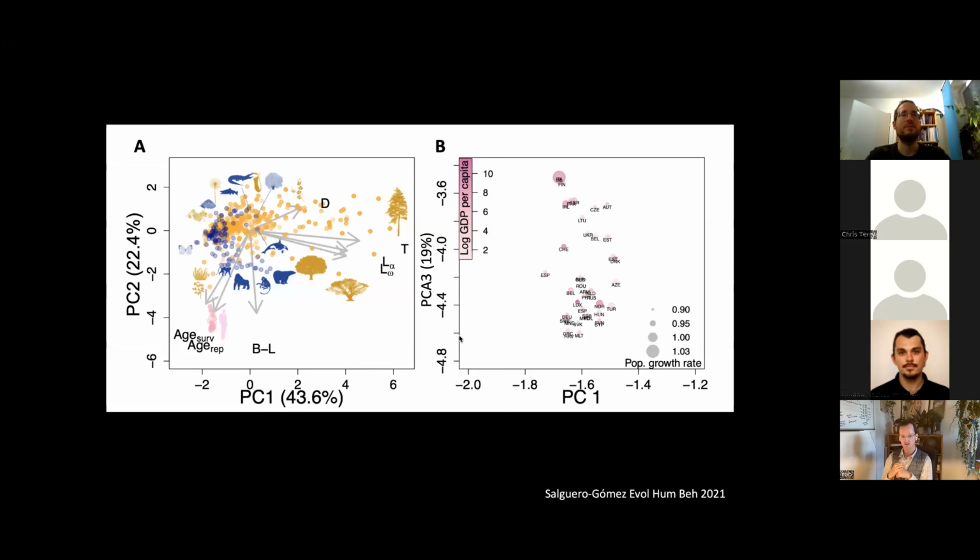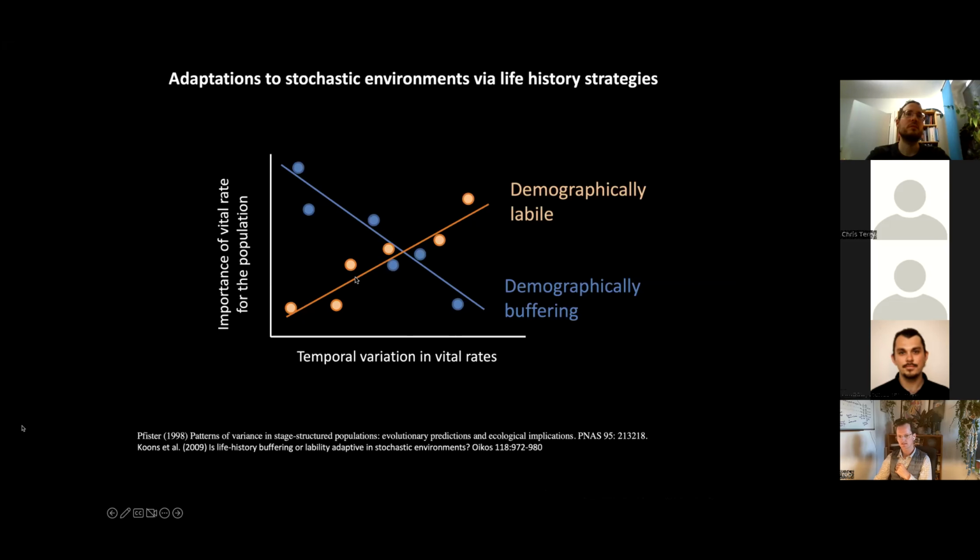This is a paper that I published last year where I evaluated the different life history traits of plants in golden yellow, of non-human animals in blue, and of human animals in pink. And there was a third axis, which is this one here. You can also see the second axis, which is the BL, buffering liability. What this is doing is quantifying the slope of that relationship for any species. If the slope is highly negative, the species is buffering. If the slope is highly positive, the species is labile.